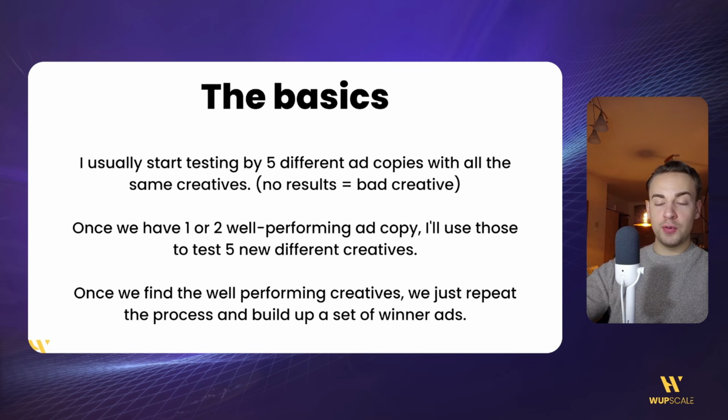Once we have 1 or 2 good performing ad copies, I duplicate the ad set, and then using the winning ad copies, I test different images, so same ad copy but 5 new images. Once we find winning ad copies and winning images, just make sure to repeat the process, always test new ads, so you can increase your winning ads library.